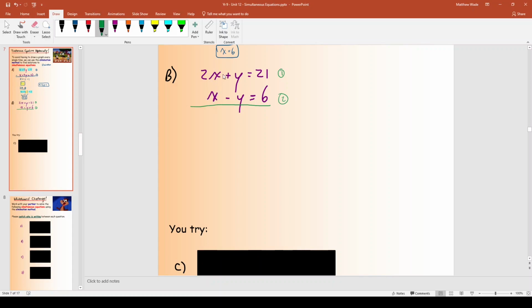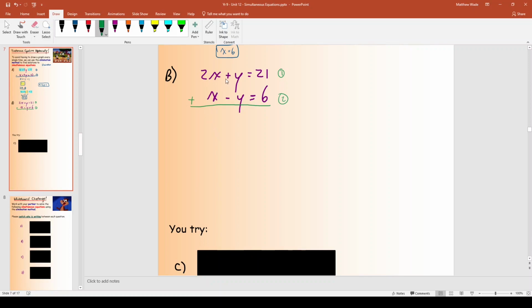So you're not going to be able to make x's go away, but we can make y's go away. Should I add these two together, or should I subtract? What do you think? Well, yeah, you're right if you said add, but I bet not everybody thought add. I bet lots of you thought subtract. But let me show you why, and then let's see if you get it.